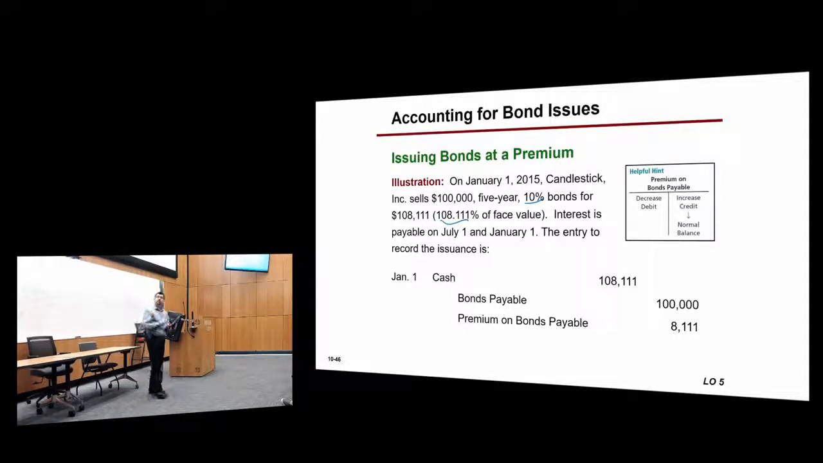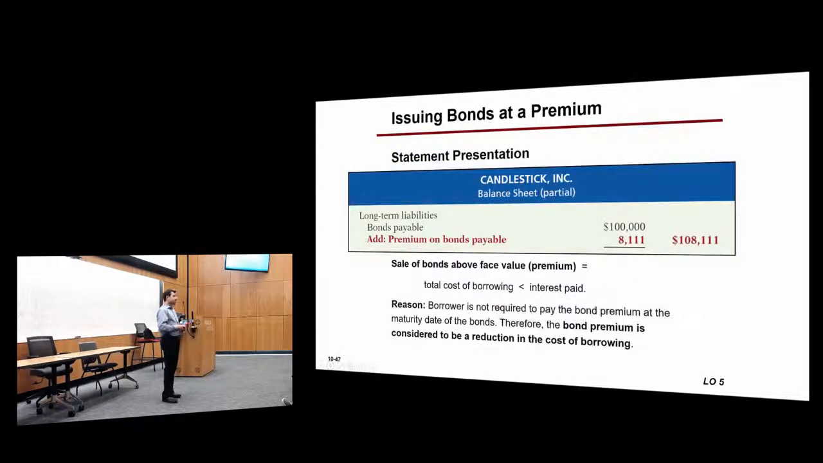When the company is issuing bonds at premium, you debit cash, and you credit both bonds payable and premium on bonds payable. Any questions? As you can see here, that's the carrying value, and you have here bonds payable and premium on bonds payable. Any questions?